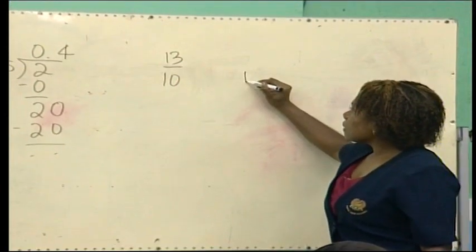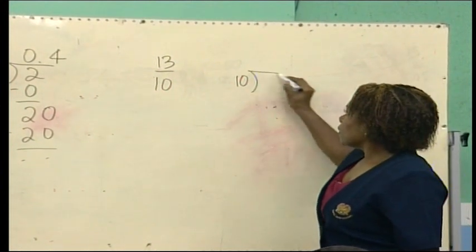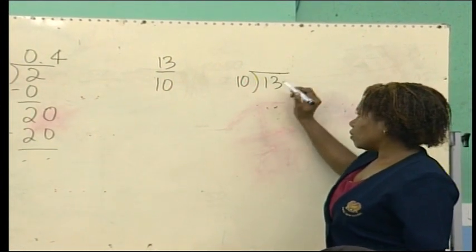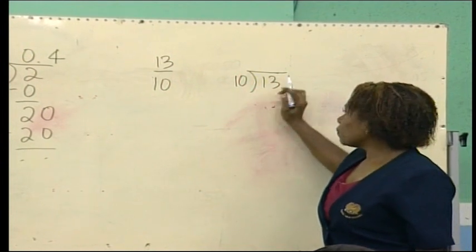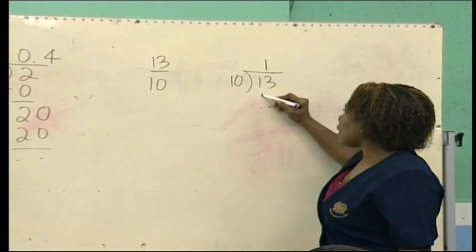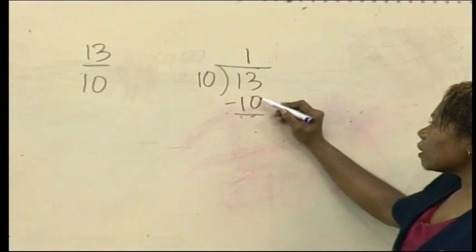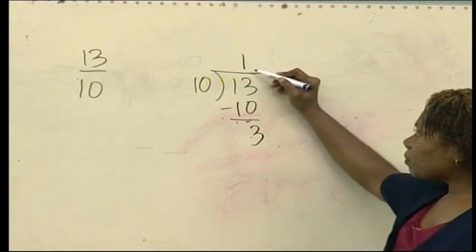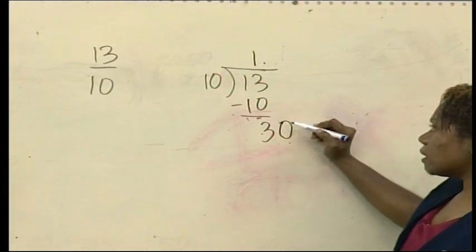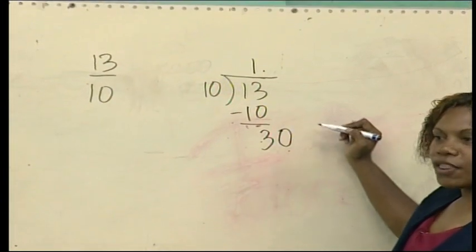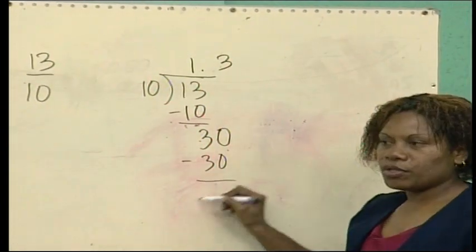So we're going to divide. 10 becomes the divisor over 13. 10 into 13 is 1. 10 ones are 10. 3 take away 0 is 3. I put my decimal point up here. Bring down 0, 30. 10 into 30 is 3. 10 3s are 30, so 1.3.